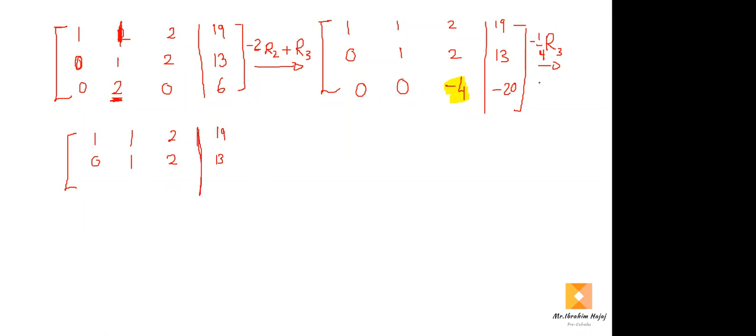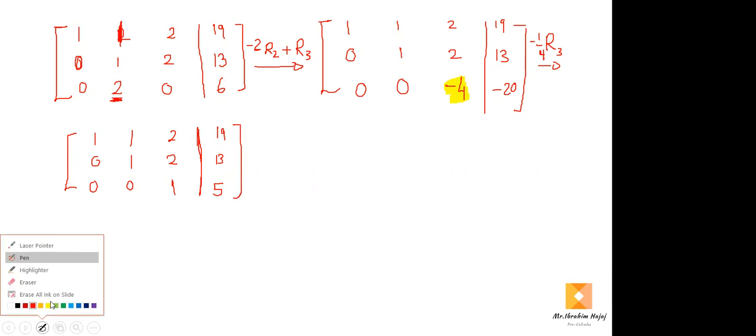Multiplying only the third row by negative 1 over 4. Negative 1 over 4 times 0 is 0. Negative 1 over 4 again by the second element in the third row is 0. Negative 1 over 4 by negative 4 is 1. And then negative 1 over 4 times negative 20 gives positive 5. Nice.